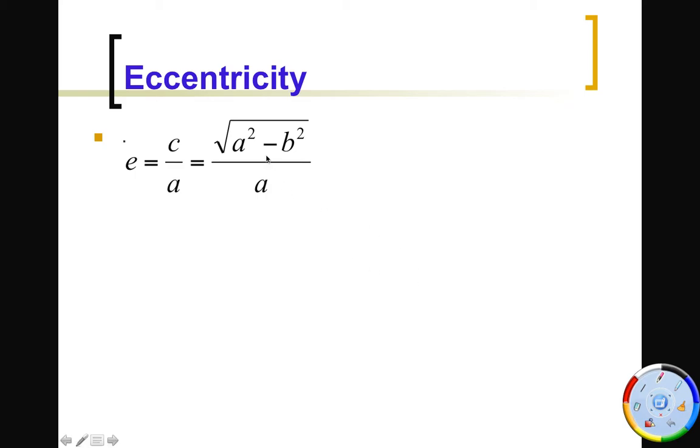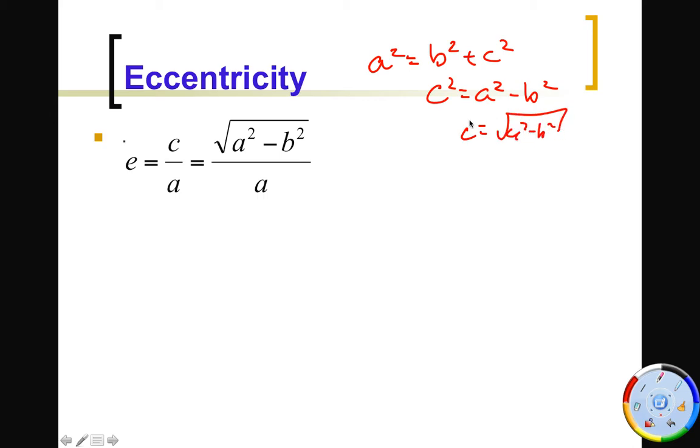And the square root just comes from the fact that A squared equals B squared plus C squared. So if I wanted to get C by itself, I would say C squared equals A squared minus B squared, and therefore C is the square root of A squared minus B squared, right? Pretty simple, straightforward, that's where it comes from.